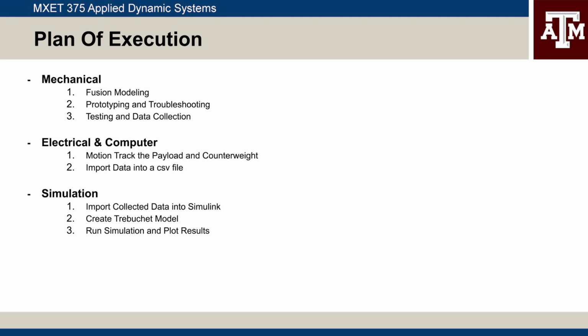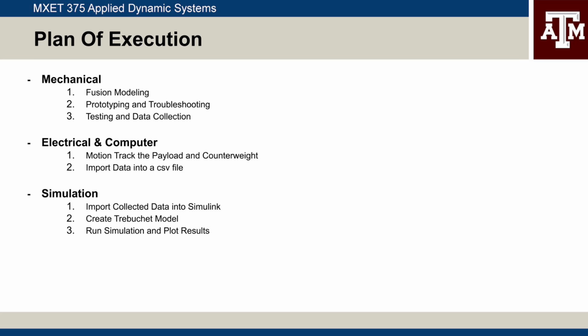Next is the electrical and computer section. This section is where we're going to be doing motion tracking of the payload and the counterweight, using the position tracking app mentioned earlier to record the position as the weight falls down and as the pouch completes its full rotation upon the release of the payload. This will give us a detailed picture of how the trebuchet behaves during operation.